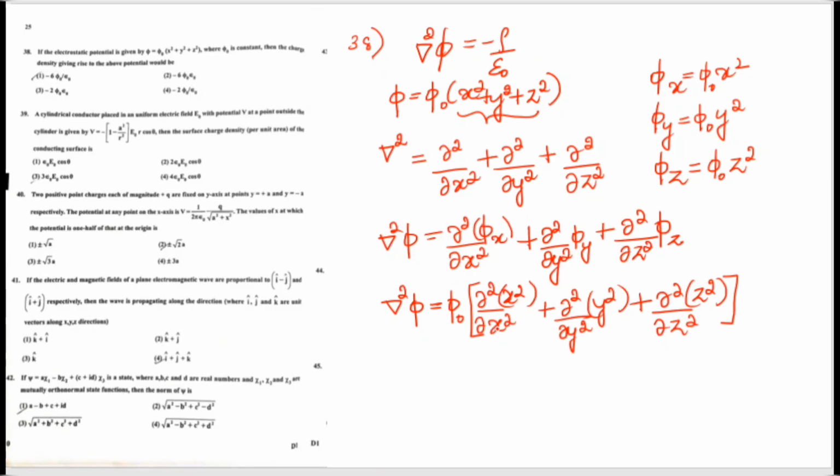I will do it for the first term. We have del square divided by del x square of x square. First do the partial derivative of x square one time, you will get 2x. Now the partial derivative of 2x, again if you differentiate, you will get the value 2. Likewise you will do for y square as well as for z square.